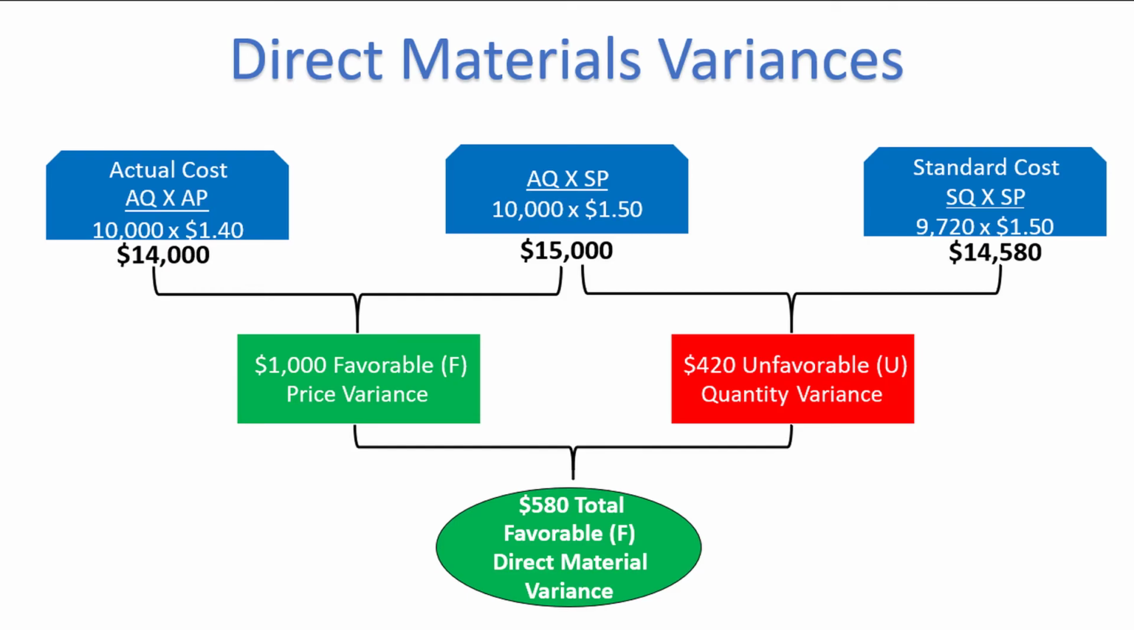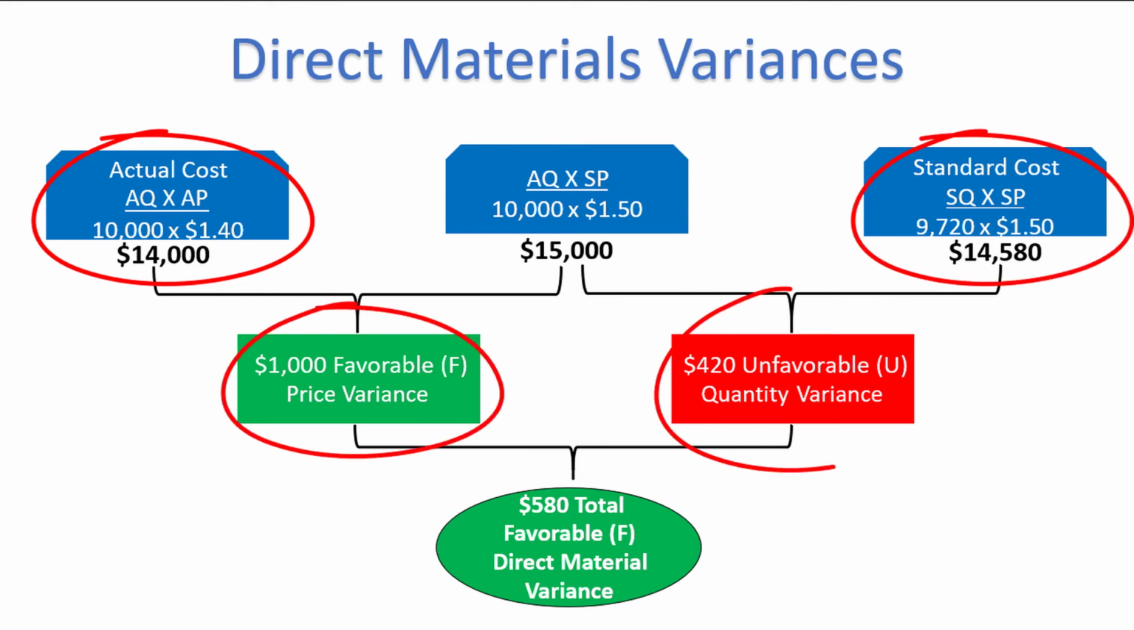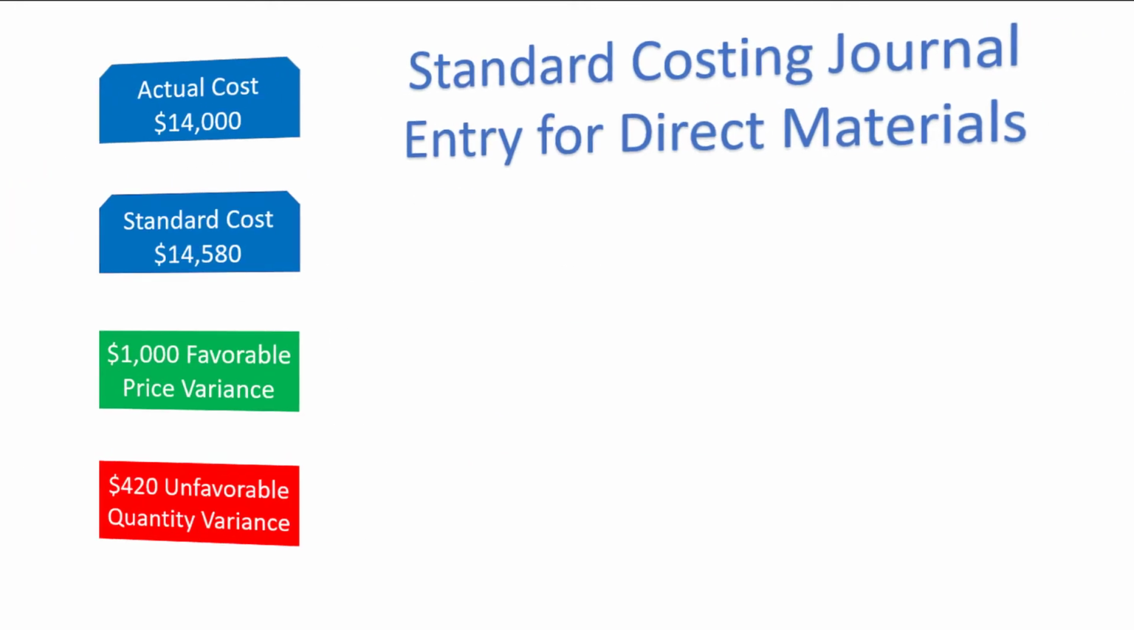First, let's look at the direct materials journal entry. Here's the table we created in a previous video when we calculated the direct materials variances. The only numbers we need are the actual cost, the standard cost, and the price and quantity variances, so I'll just move them to the side of the screen.